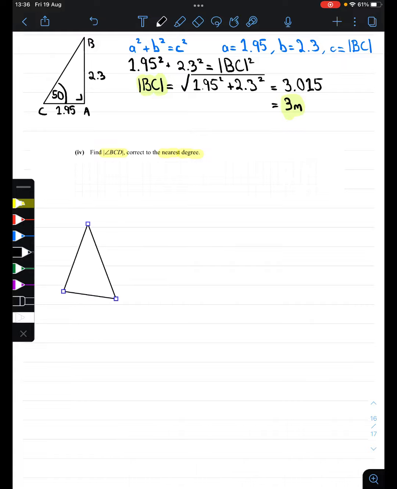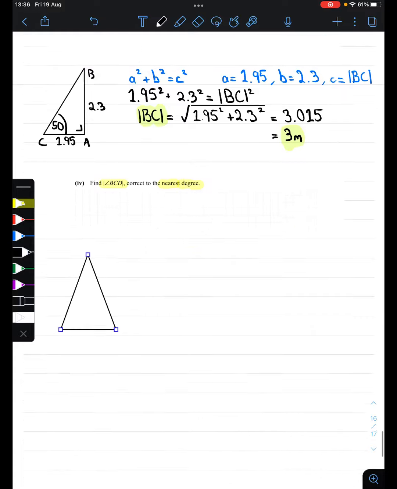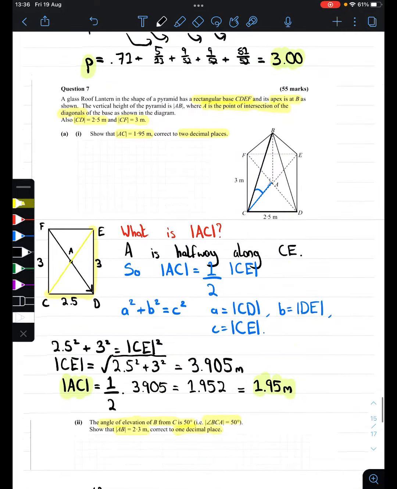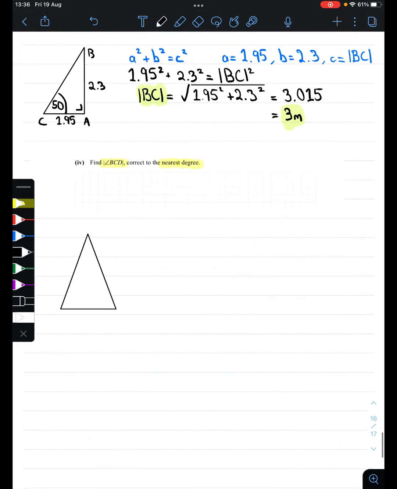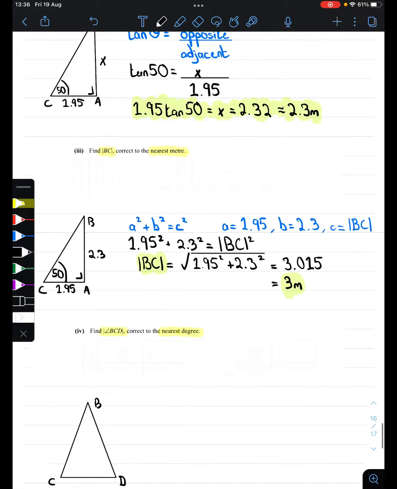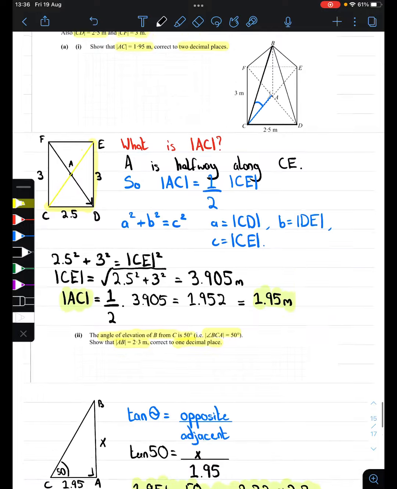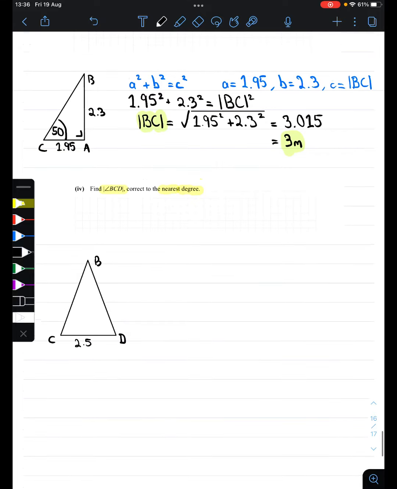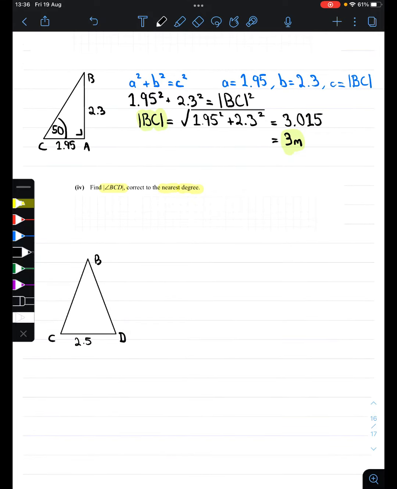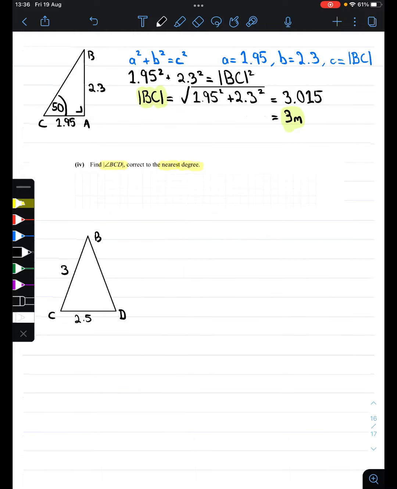This isosceles triangle BCD. So this is our B, the apex, C, and D. We know that CD is 2.5, and we know that BC is 3. Okay, and we're looking for this angle BCD.